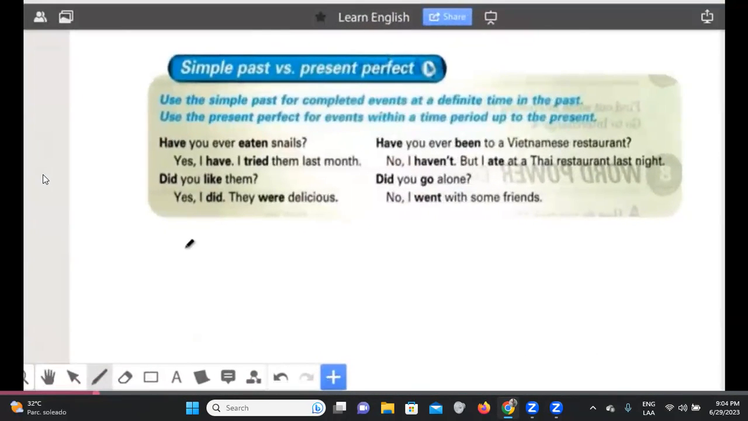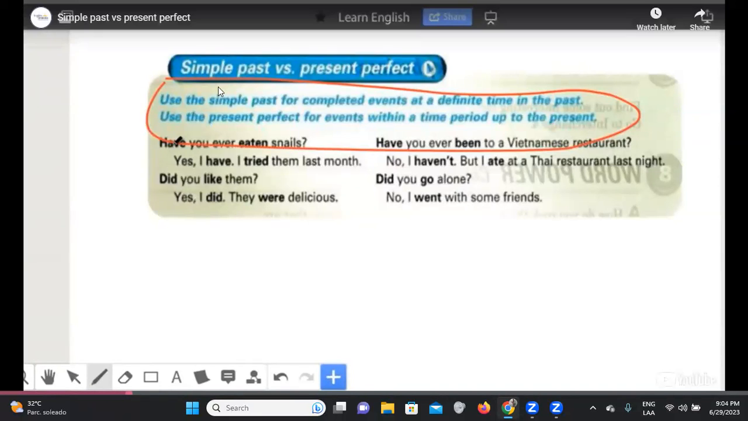Let me present the structure now. I would like to start by presenting this concept to you. The first thing is that we use the simple past for completed events at a definite time in the past, in other words, things that you did and have completed. And we use the present perfect for events within a time period up to the present time, in other words, events that you started in the past and have continued to the present and are not complete yet. Now, what we're going to learn in today's lesson is how the two are related.